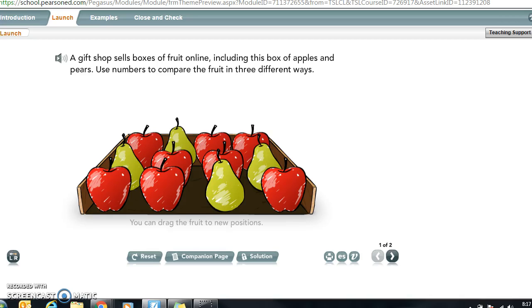So today we're going to be talking about ratios. If a gift shop sells boxes of fruit online, including the box of apples and pears, use numbers to compare the fruit in three different ways.